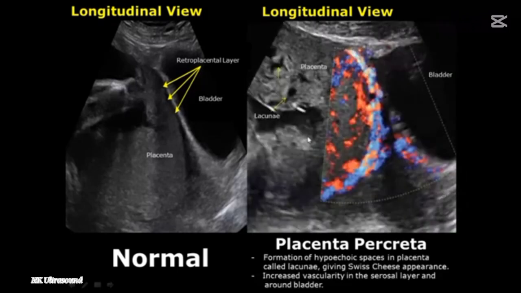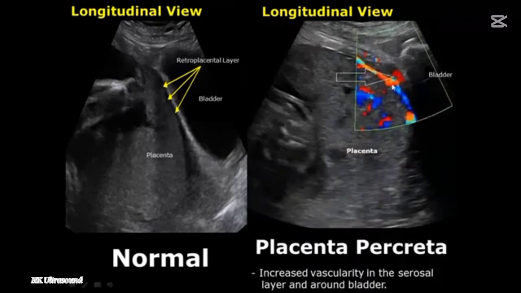Another feature of placenta percreta is the presence of hypoechoic spaces inside the placenta. These are called lacunae. They are different from placental lakes as they appear larger in size and have an irregular shape and are comparatively more in number. On color Doppler, we will see hypervascularity in the serosal layer, that is the outermost layer of the uterus, and usually we will see this hypervascularity around the bladder region. Here is another image showing increased vascularity in the serosal layer.